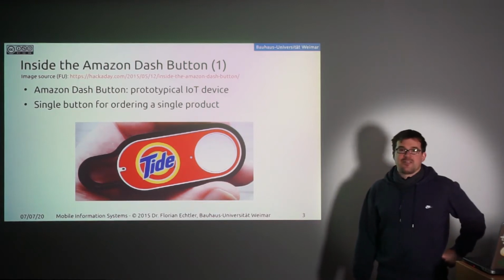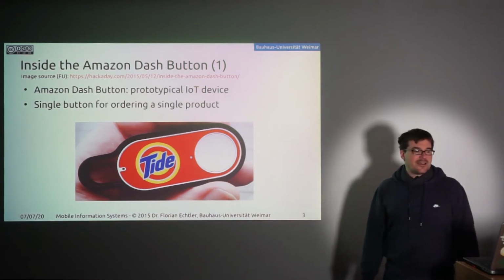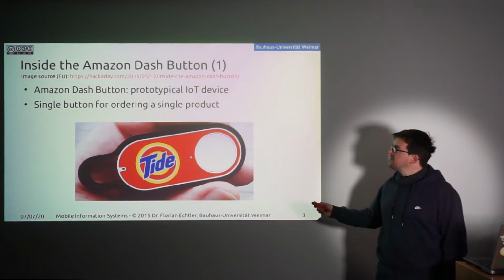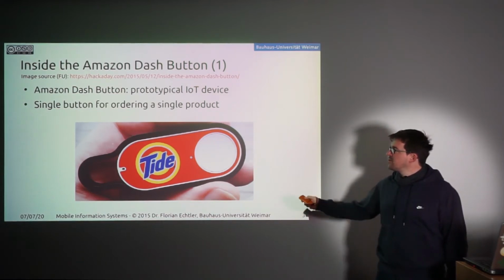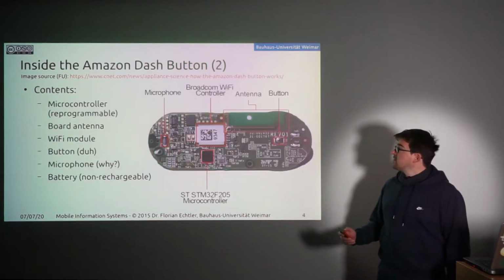But this is a very nice example for an IoT product. So this thing, of course, needs some sort of connectivity. But the user interface is basically the most simple interface you can imagine. It's one button and one LED. And so first, let's have a look at what's inside there.